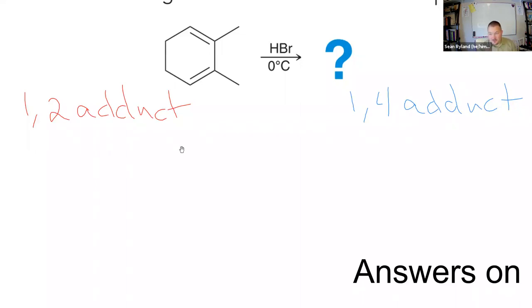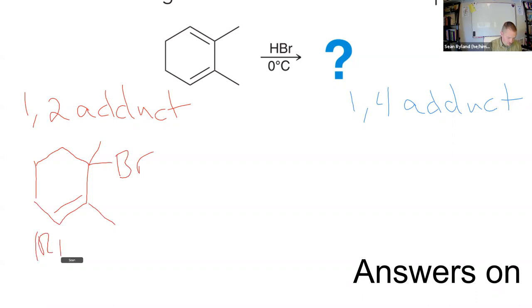All right, so we're going to have two possibilities. The first possibility is our 1,2 adduct. And both of our pi bonds are symmetrical in this case. So we don't need to worry about which pi bond we're adding to. That simplifies things compared to the last one a little bit, right? So our 1,2 adduct would put our bromine on the same carbon as one of the methyl groups, and we leave the other pi bond alone.